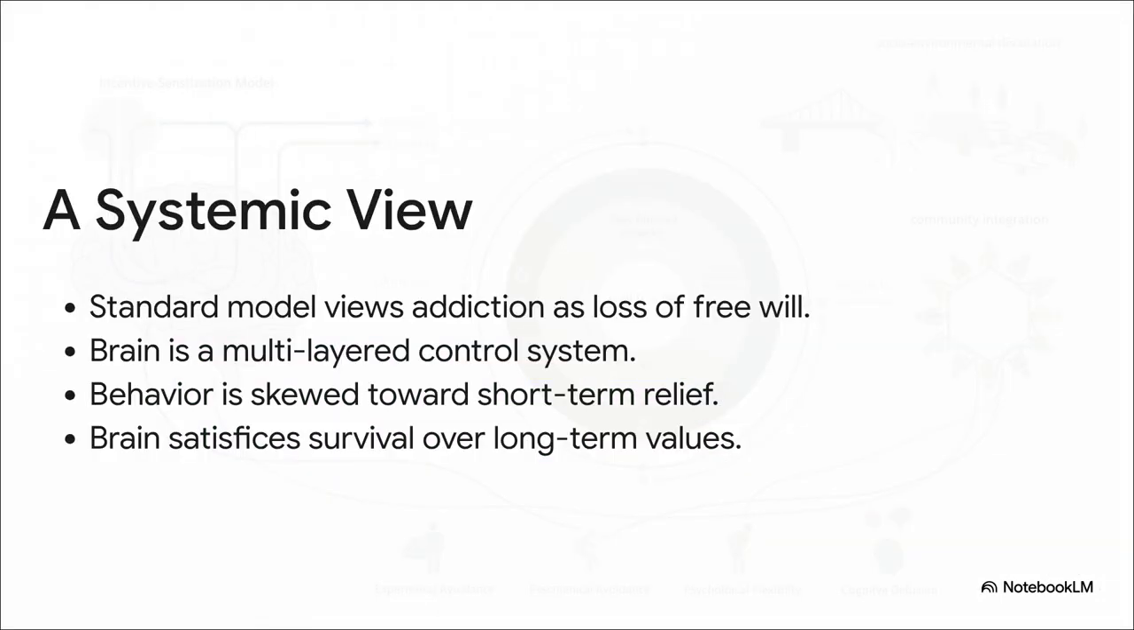So how do we frame this medically? Well, the standard brain disease model often views addiction strictly as a chronic, broken brain state that results in a total loss of free will. But researchers are really moving toward a much more systemic view now. The human brain is a multi-layered control system.